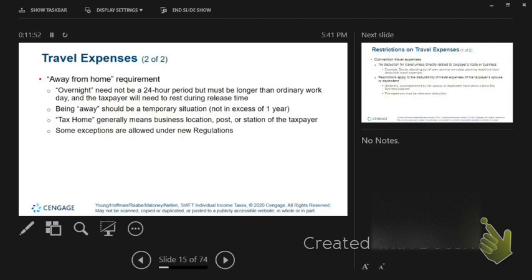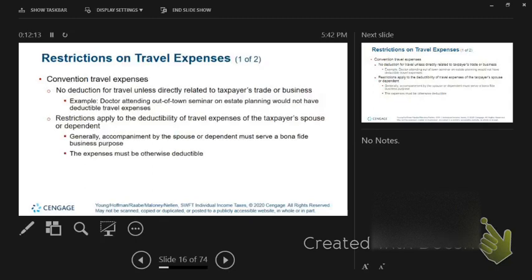The other thing, being away should be a temporary situation. So if it's longer than a year, that's no longer traveling. Okay, that's living. So there is a difference. And then the expenses and how it's accounted for is going to be different. The tax home generally should mean a business location of some sort. And there's some exceptions that are under the new regulation.